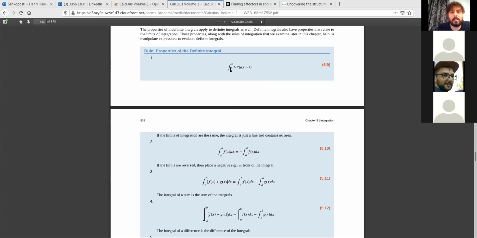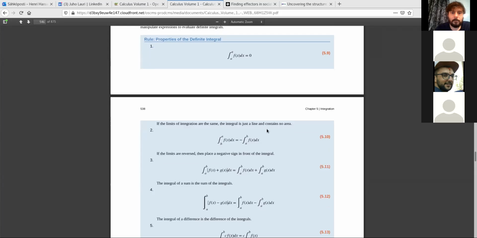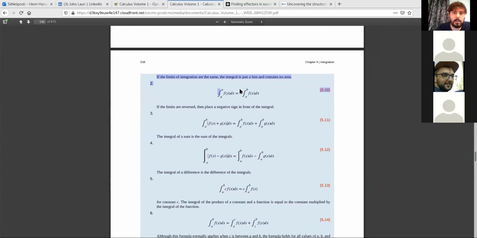So any integration from a point to itself, over just one single point, that's zero. There is no area under one point. If you reverse the order of integration, you get the negative of that.